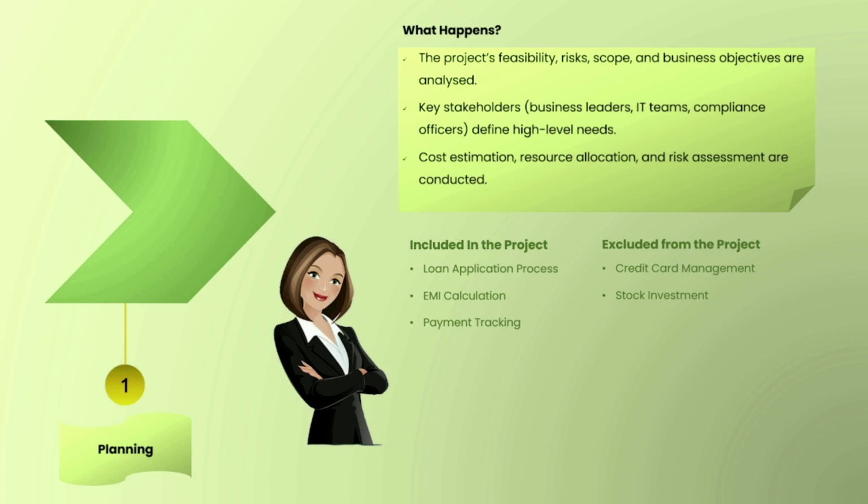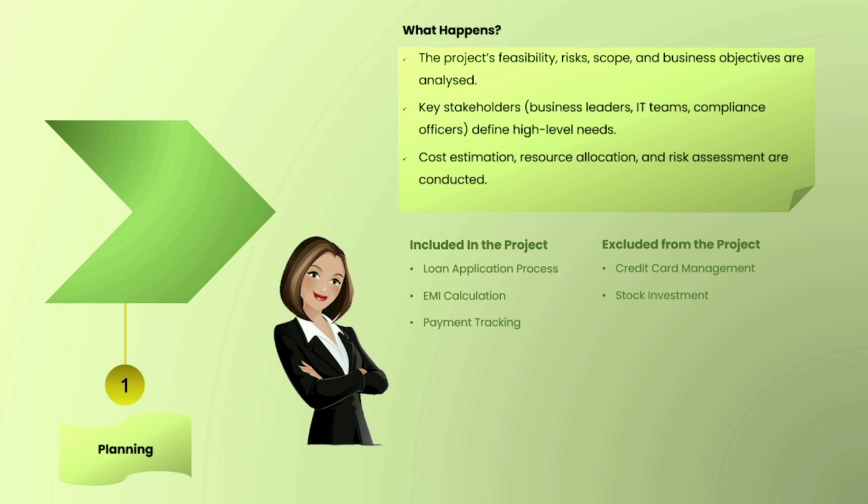Next, key stakeholders like business leaders, IT team and compliance officer define high level needs. What do high level needs mean? They will tell that they want digitalization of Noah Major Bank. We should include a loan management system. It should include account management. It should include fund transfer. It should include compliance and it should provide security. And in each digital service they have provided, they will give the sub features.